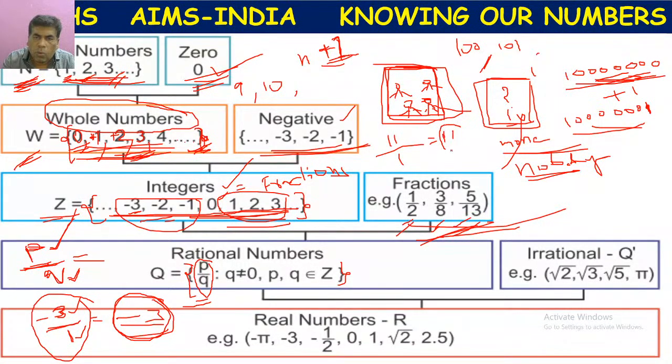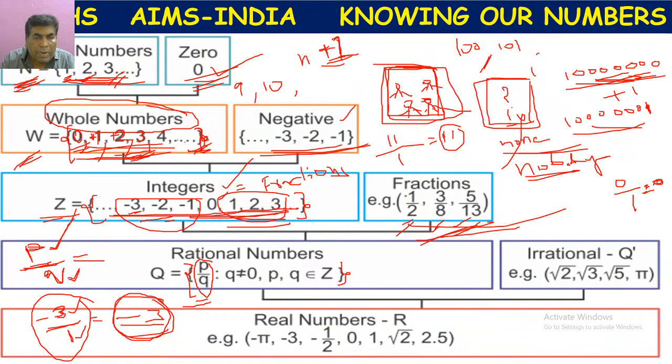So 11 also is an example of fraction. Even 0 also, 0 by 1 is equal to 0. So all integers can be written in the form of fractions.